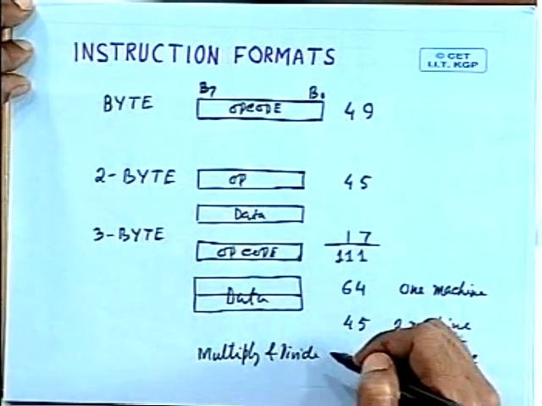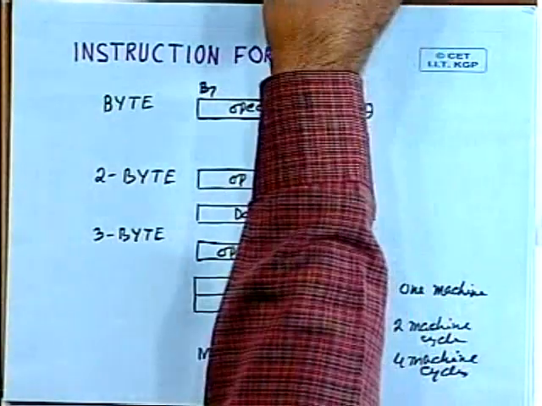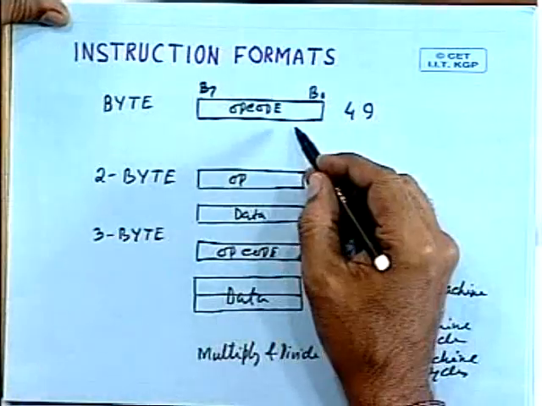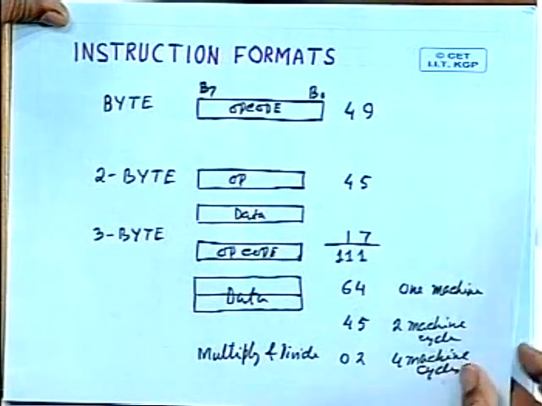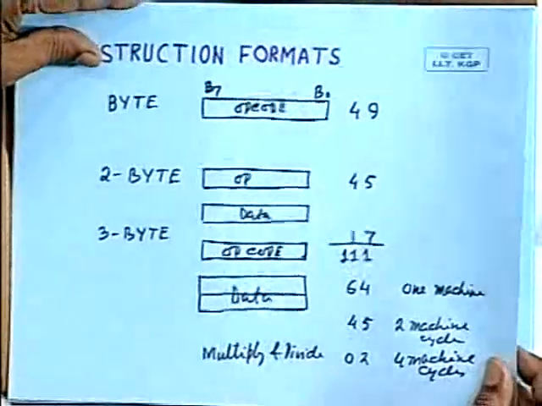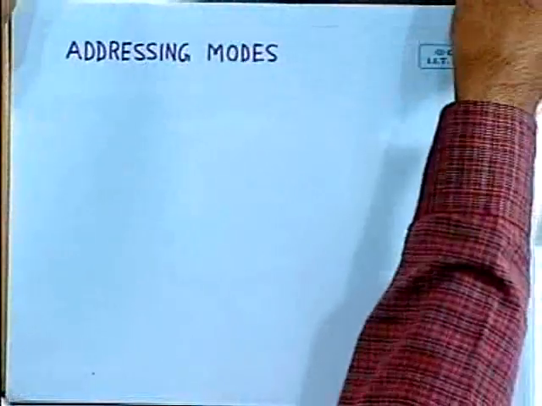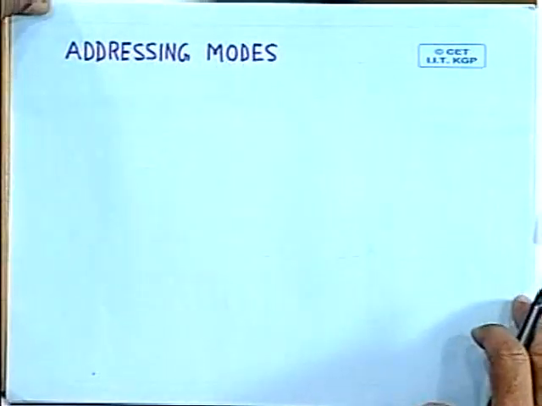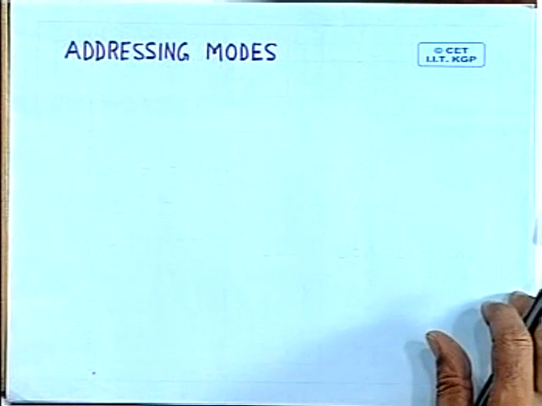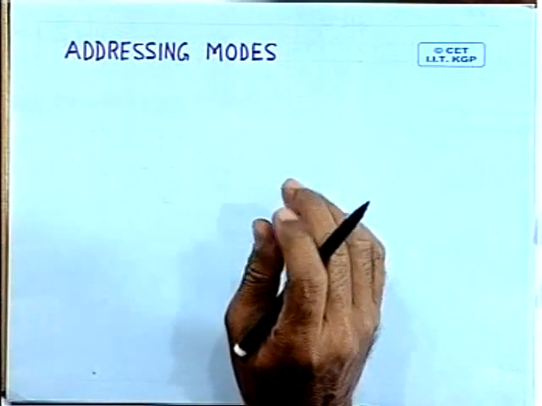So this is your instruction format. The number of instruction formats supported is 3: single byte, 2 byte, and 3 byte, and we have seen how the execution time is related to it and how many instructions require how much time. Now let us focus on the second important parameter, that is the addressing modes. The 8051 supports 5 distinct addressing modes.